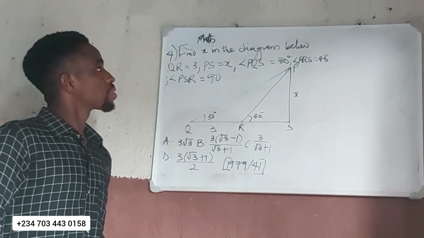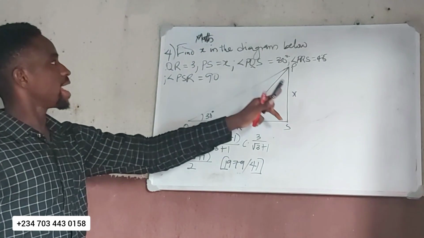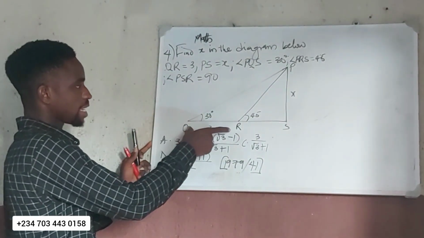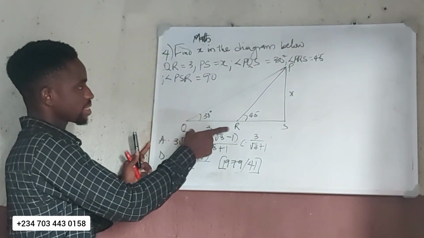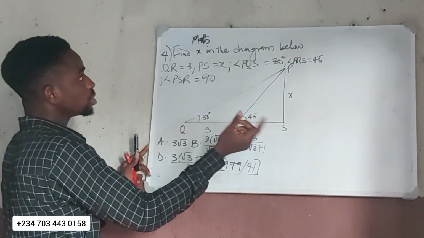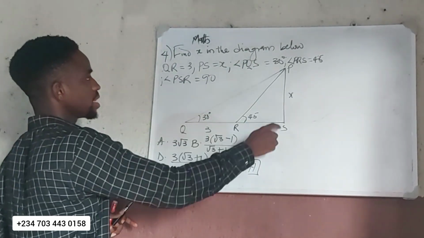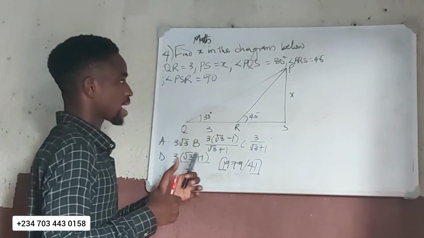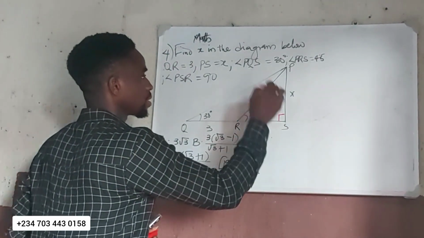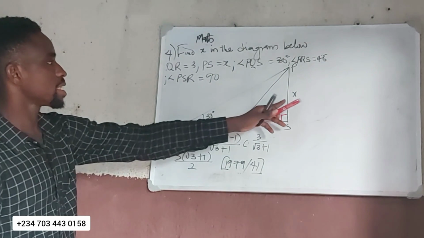So, question number 4. We are looking for x. We have to find x in the diagram. And we have that this QR is 3. Then here is unknown. And then this angle BSR is 90, so this is a right angle. Okay, so we are looking for this x.